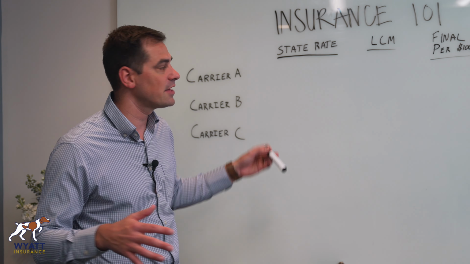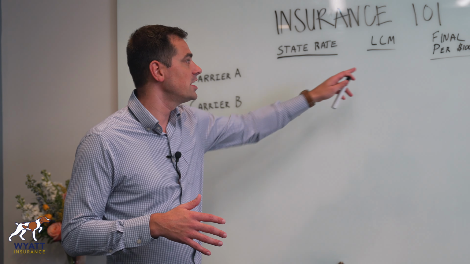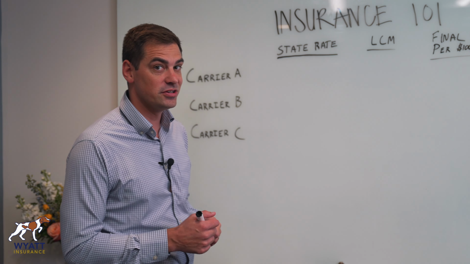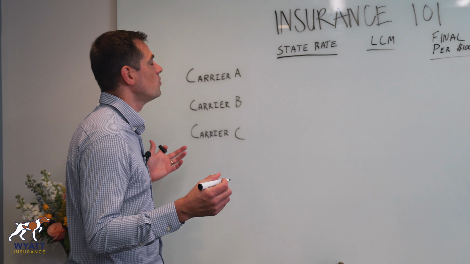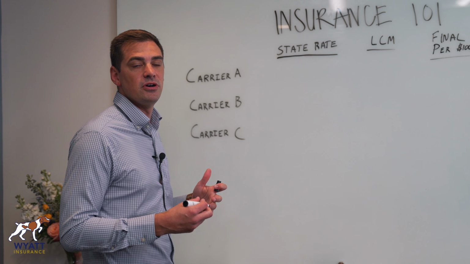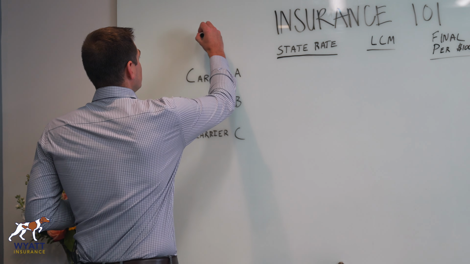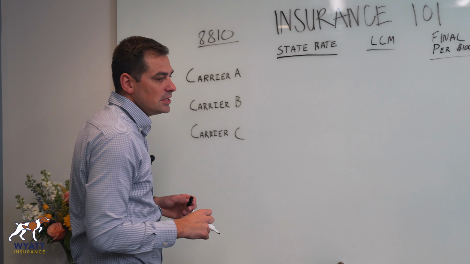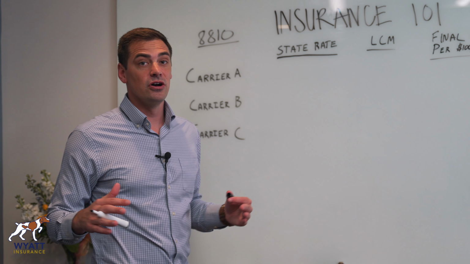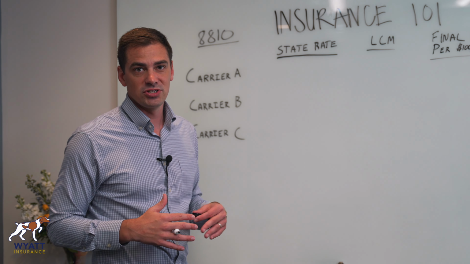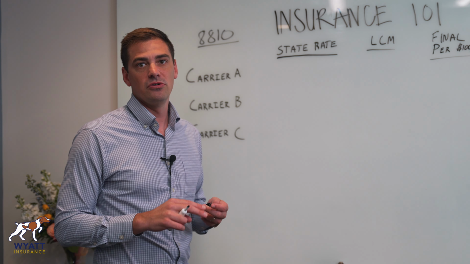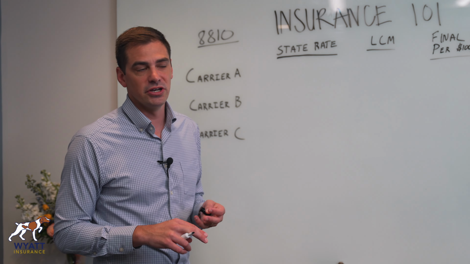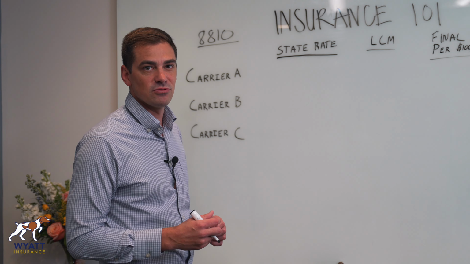So let's do some math, work through it, and show you why your LCM is so important and that you need to know it. So let's just go with 8810. That's one of the most basic codes that there is. It's for office workers. That's going to be our example. But again, there are different codes for every single kind of job there is, right? There's a plumbing code, an electrician code, a driver code. But today, 8810, that's what we're going to use.